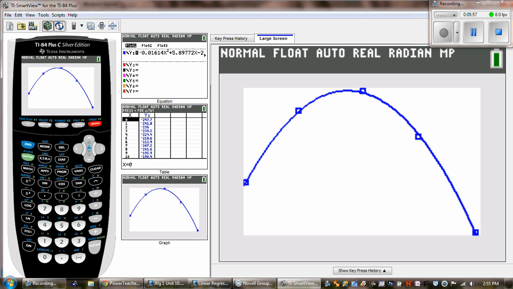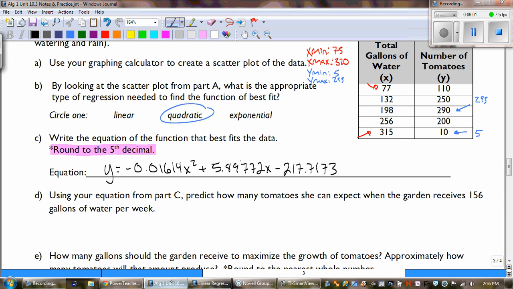Okay, so even though that really wasn't part of what we asked you to do, it gives you an idea of what you can do with that calculator. Okay, so there's the equation once again.